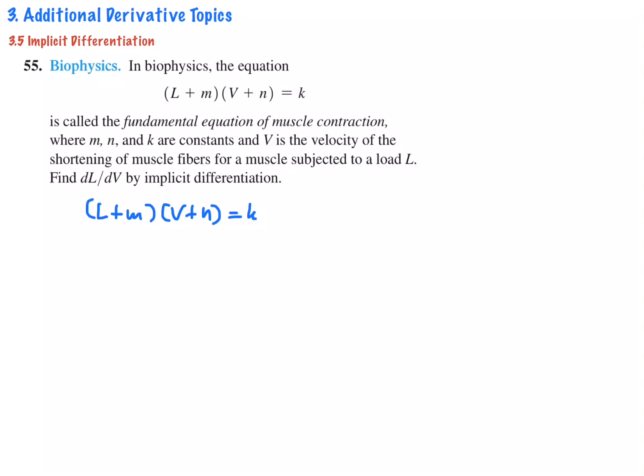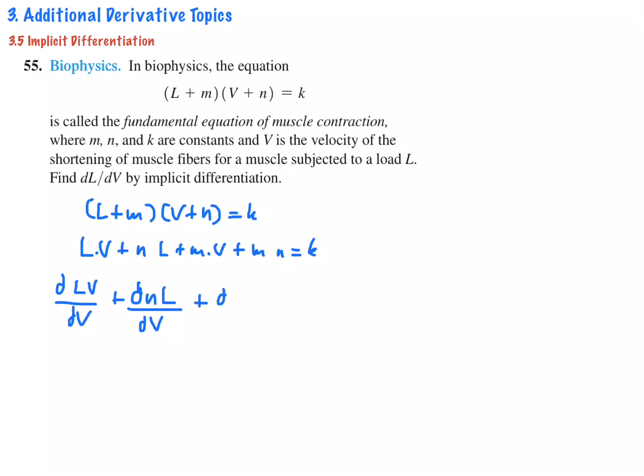I'll use the distributive property, so that will be L times V plus n times L plus m times V plus m times n equals k. Notice also that m, n, and k are constants. So if we apply the derivative with respect to V, we get d(LV) over dV plus d(nL) over dV plus d(mV) over dV plus d(mn) over dV equals dk over dV. What will be 0 is this part. Again, why? Because m, n, and k are constants.